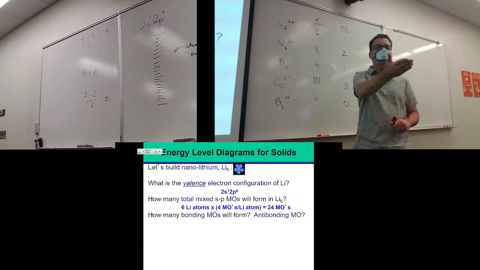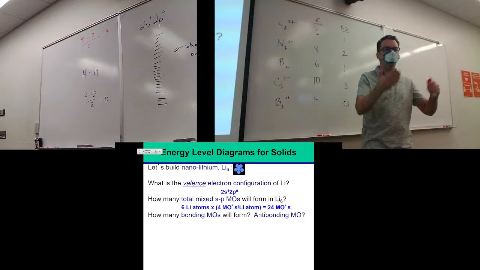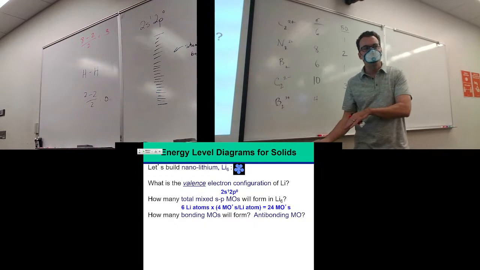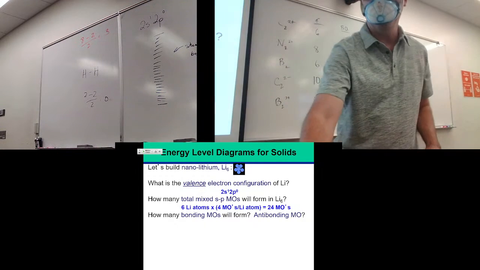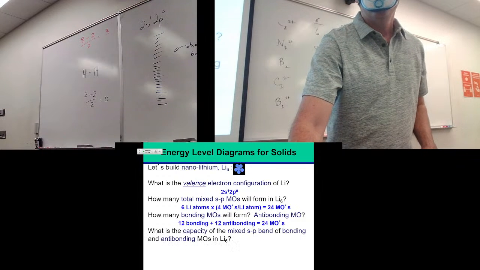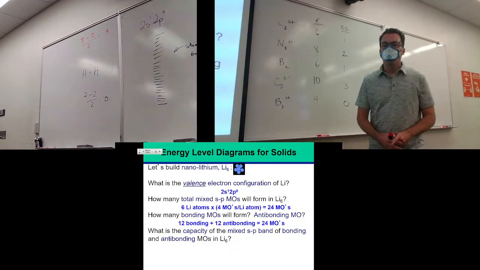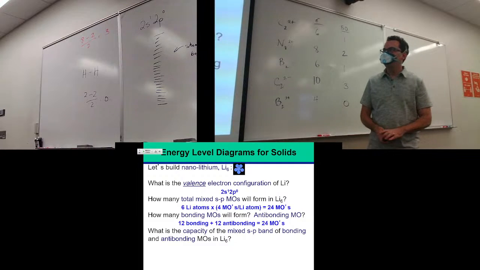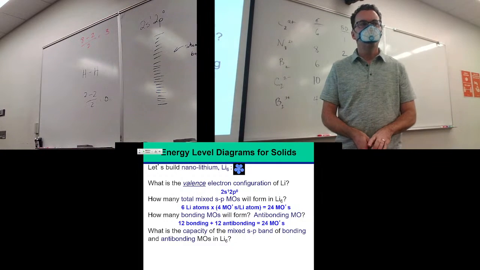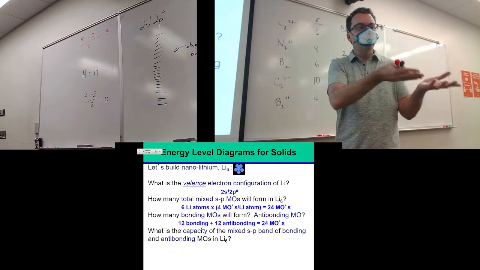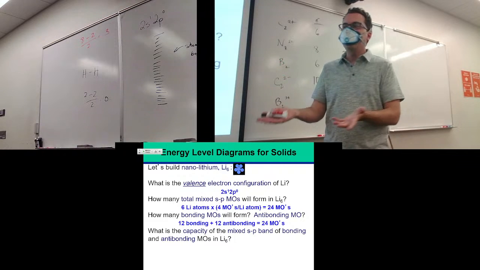Exactly. If I'm going to make 24 MOs, half of them will be bonding, half of them will be antibonding. So 12 and 12. And then what is the capacity of all of those MOs? 48. 2 electrons each. So 48 total electrons.